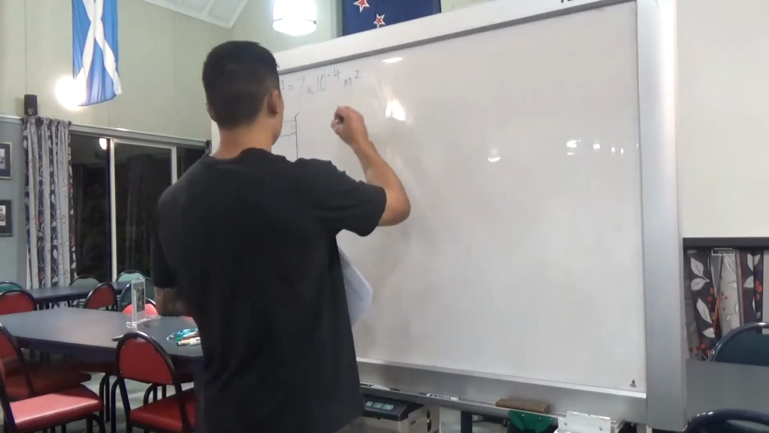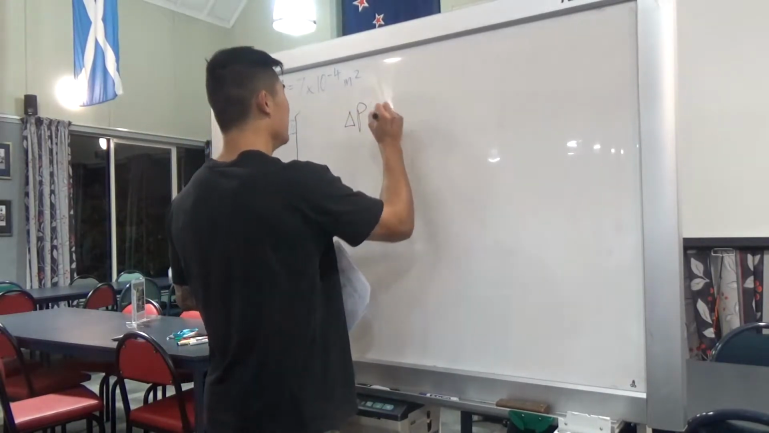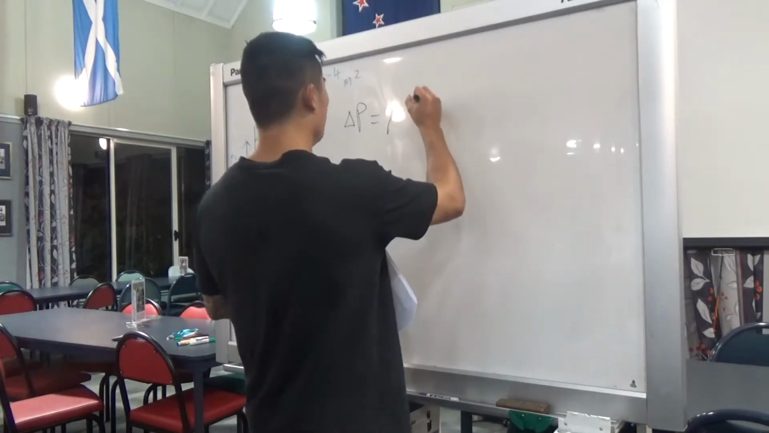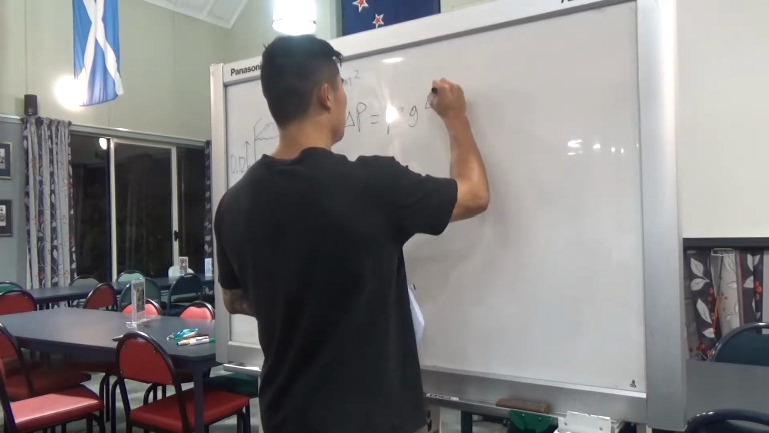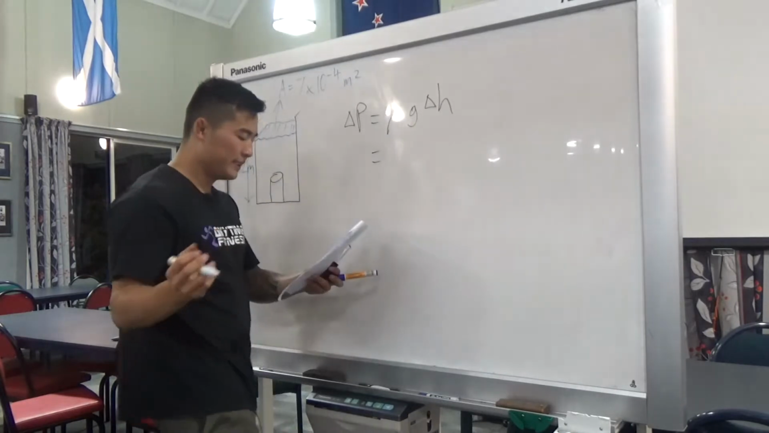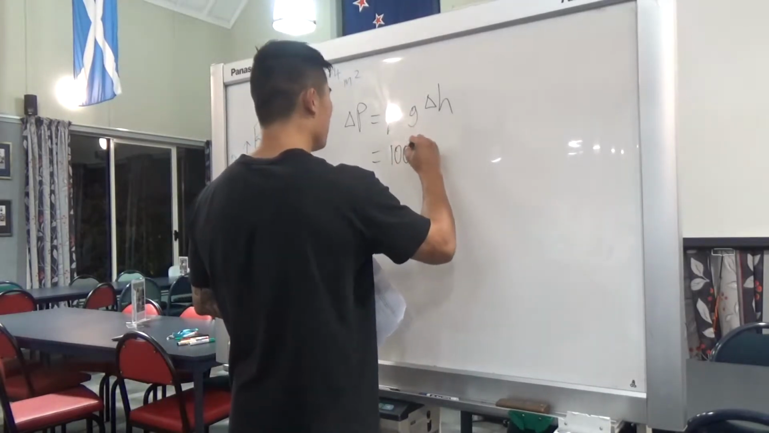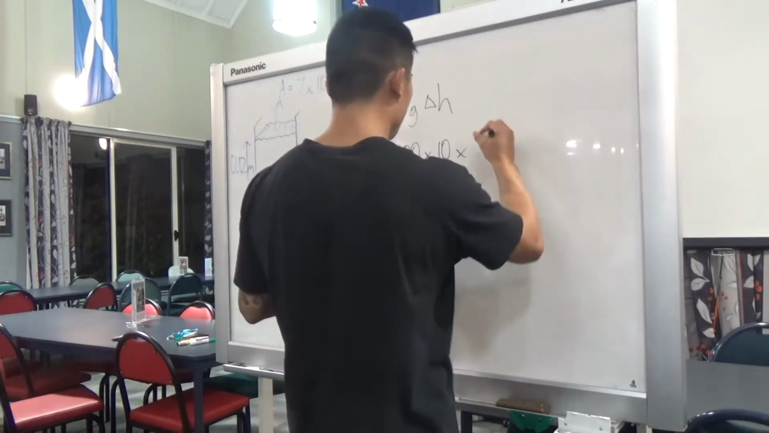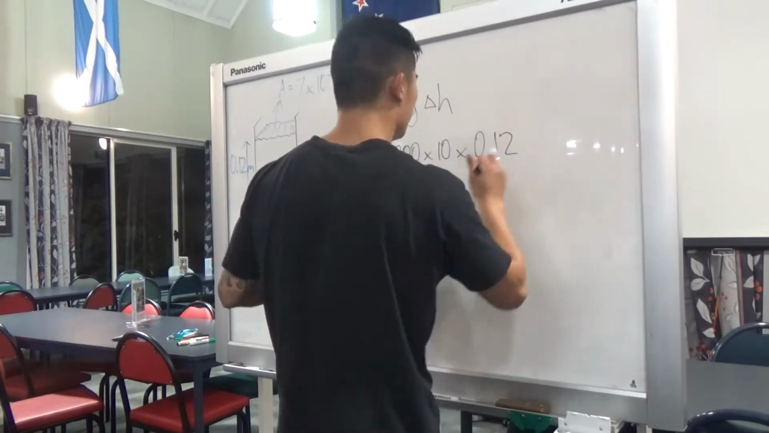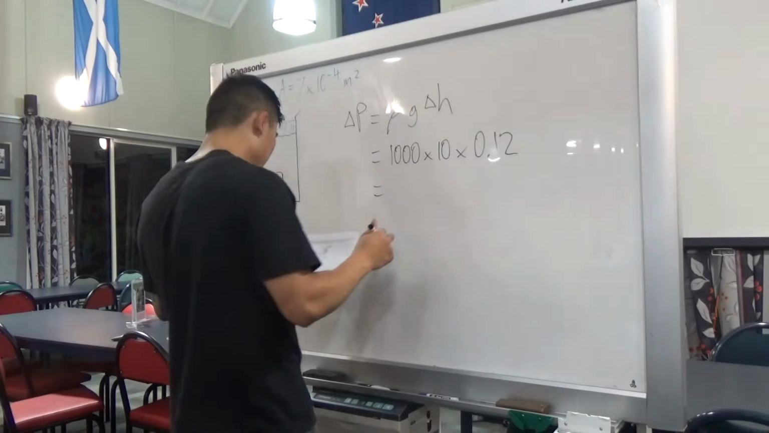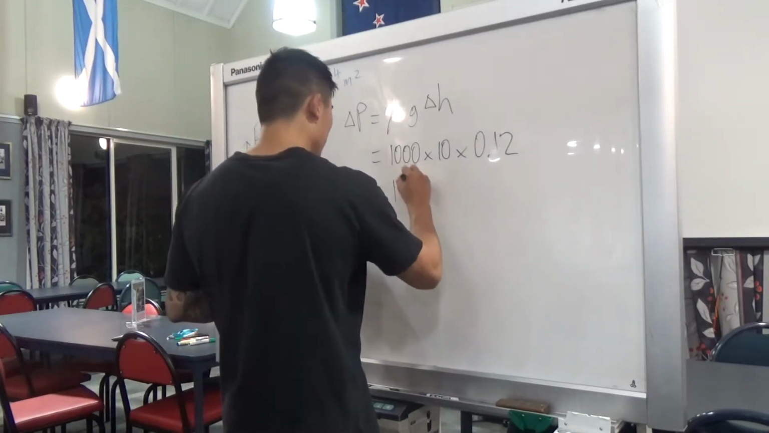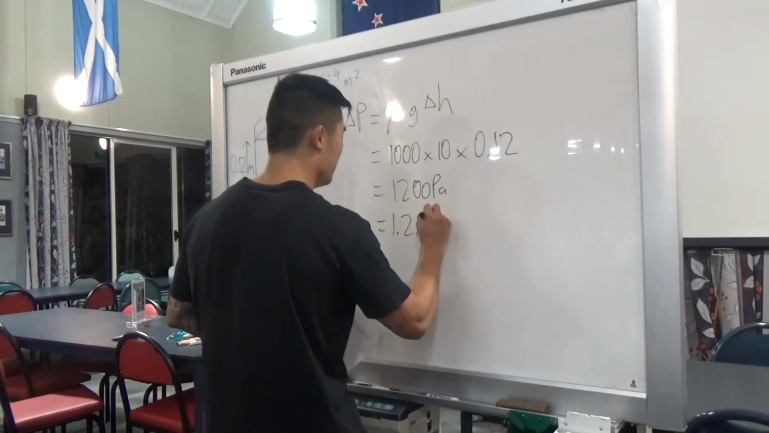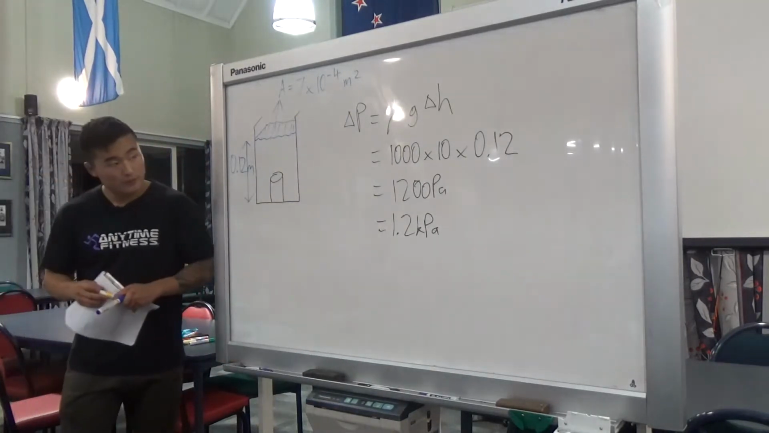Gauge pressure is just the difference in pressure, so that's delta P. That's pretty easy. Our difference in pressure is going to be the density of the liquid times gravity times the change in height. So the density of the water is 1,000, times gravity, which is 10, times the height of the water, which is 0.12. And that's going to be 1,200 pascals, or 1.2 kilopascals.